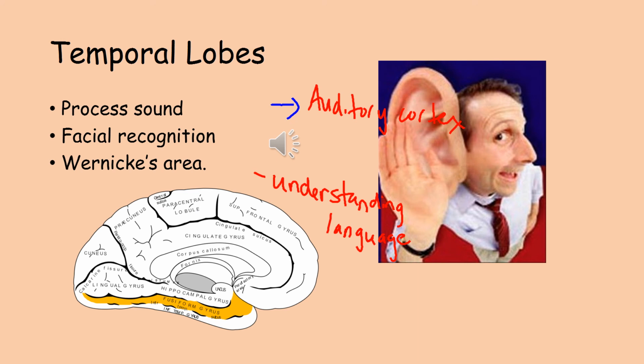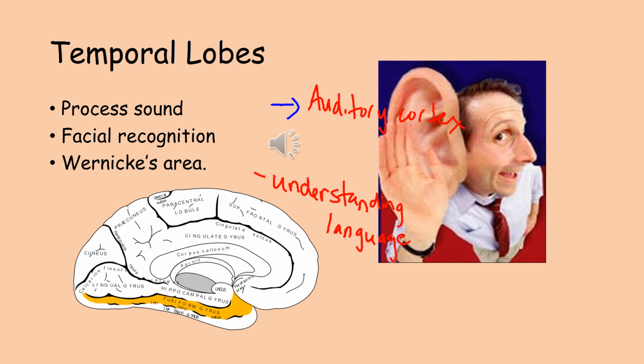The temporal lobe sits on the sides, right above your ears, and not surprisingly, this is responsible for what you hear. It contains your auditory cortex, so it processes sound. There are also parts of the temporal lobe that are responsible for facial recognition. So if certain regions of the temporal lobe were damaged, you would lose the ability to recognize some people's faces.